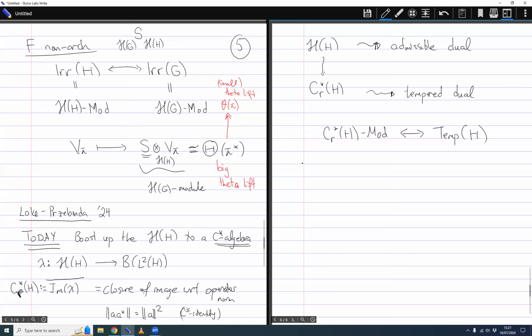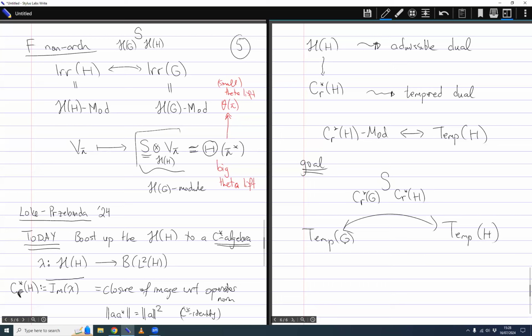now my goal is to do something like this. I want to use the oscillator representation, to view it as a module over the reduced group C-star algebras of the two groups. And because these representations only see tempered representations, I hope to get a kind of transfer between the tempered dual of one guy to the tempered dual of the other guy.